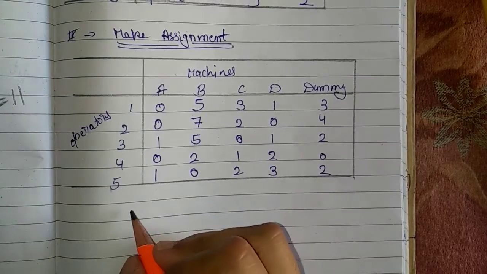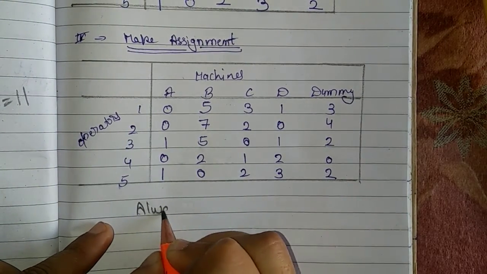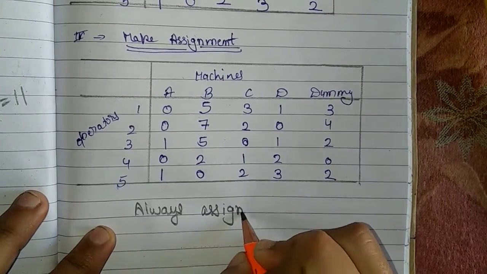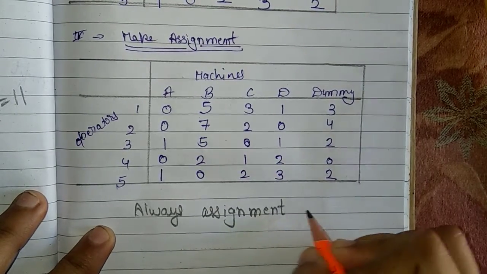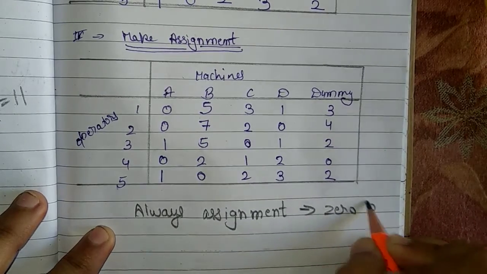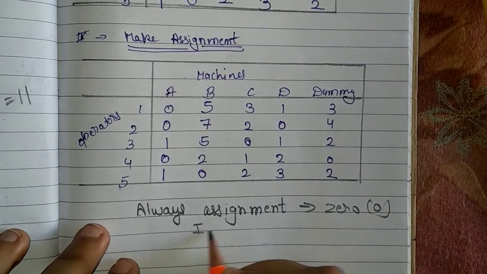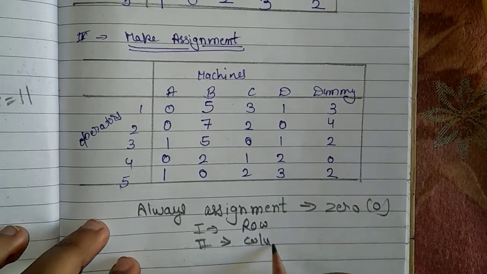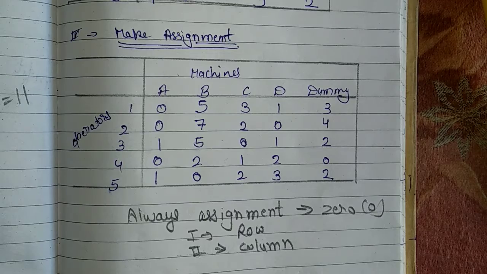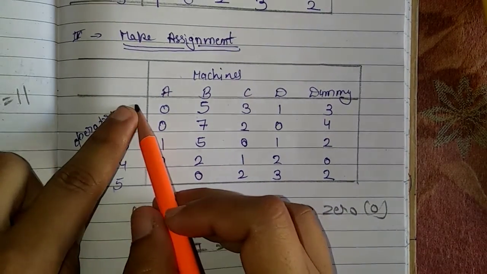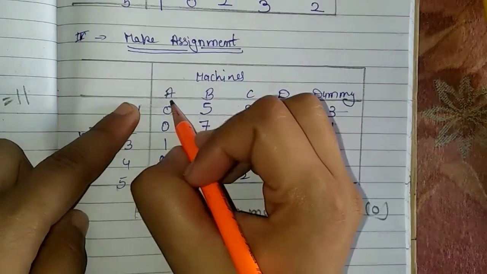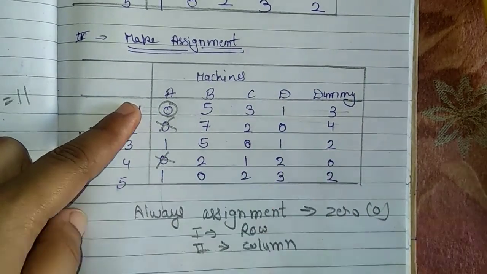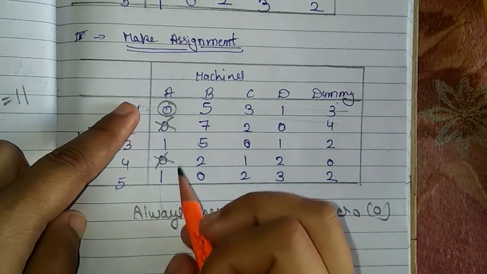Always make assignment to 0. First we move row wise, then column wise. Now first we move row wise. In this row there is one 0, so we make assignment to it. Their respective zeros are cut. First we move row wise. Next we move column wise.